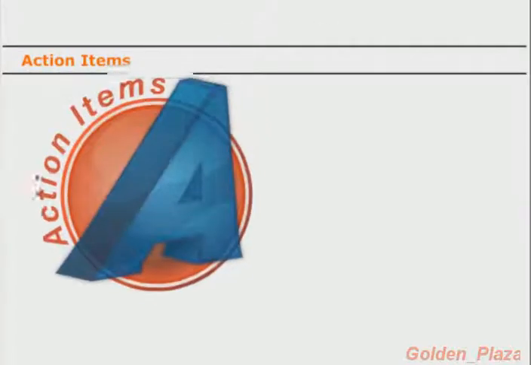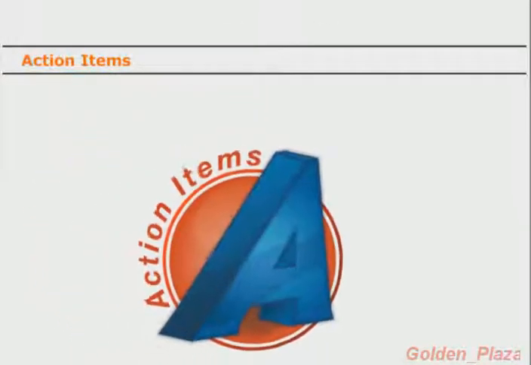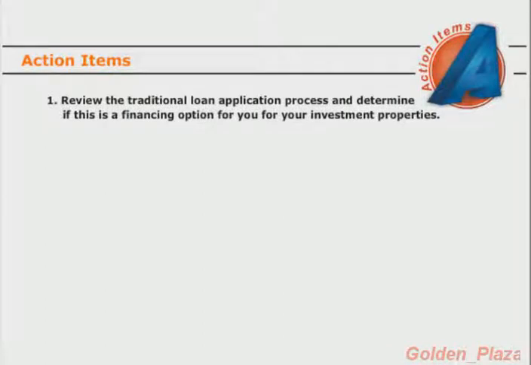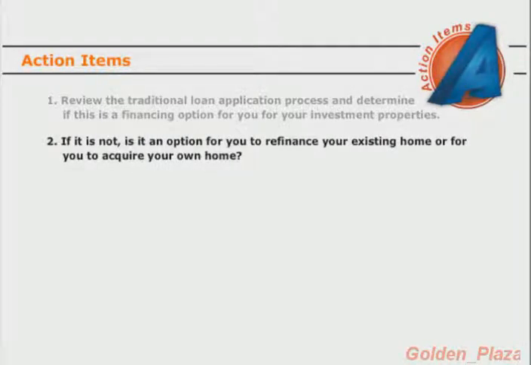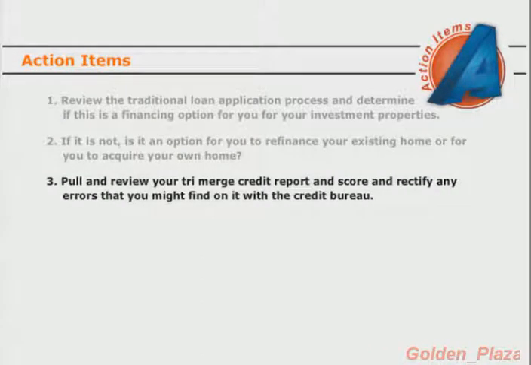For now, we leave you with some action items, tasks you should be able to perform before the next lesson. So please complete these before moving ahead. Review the traditional loan application process and determine if this is a financing option for you or for your investment properties. If it is not, is it an option for you to refinance your existing home or for you to acquire your own home? Pull and review your Tri-Merge credit score and rectify any errors that you might find on it with the credit bureau.